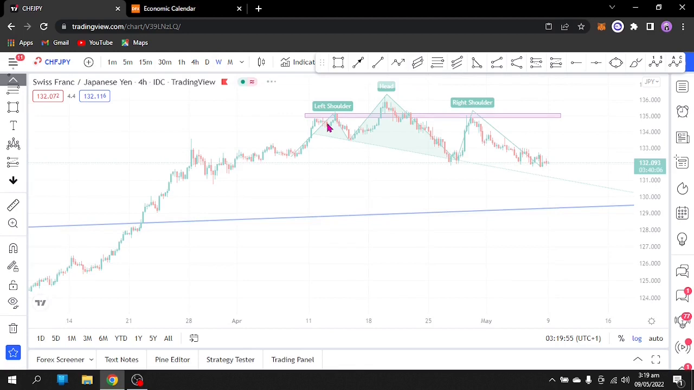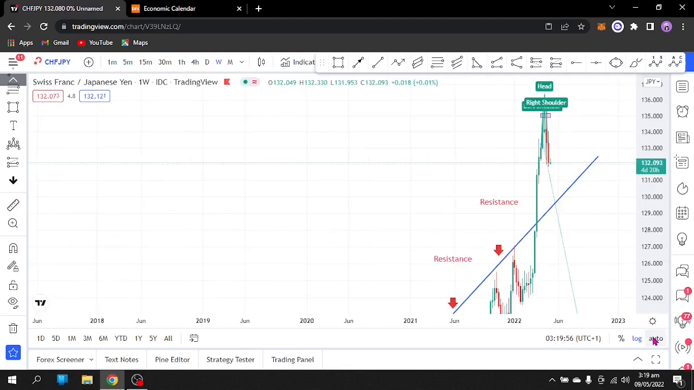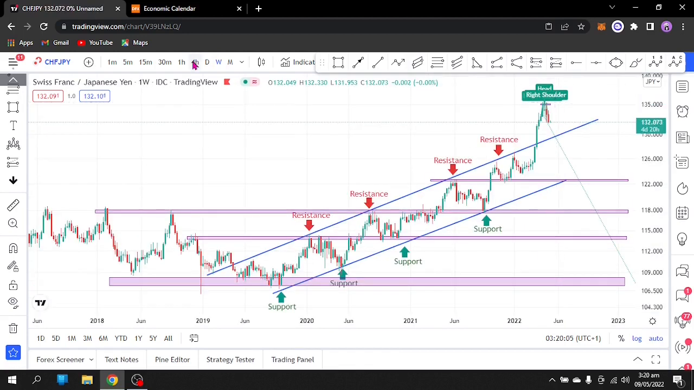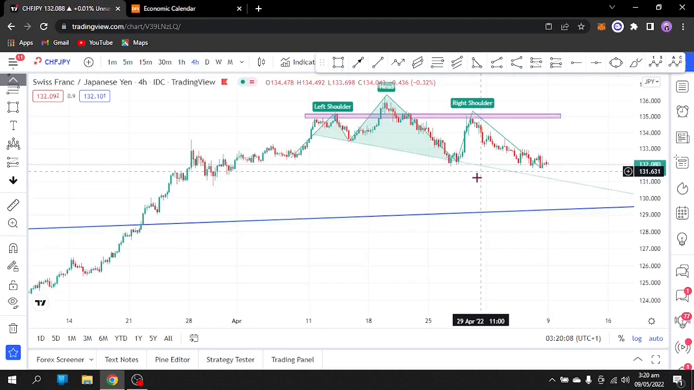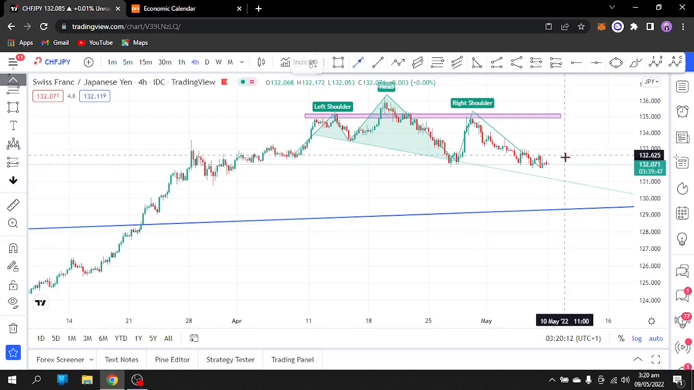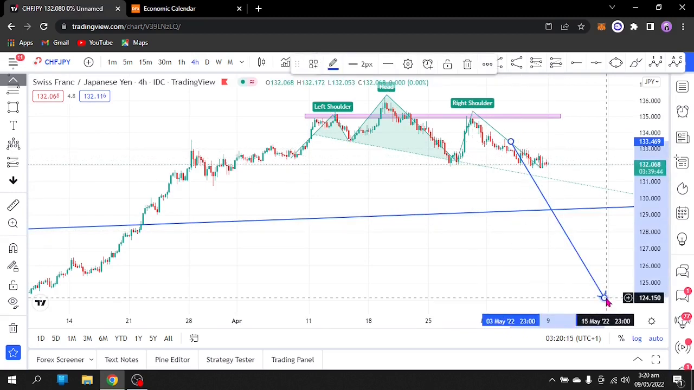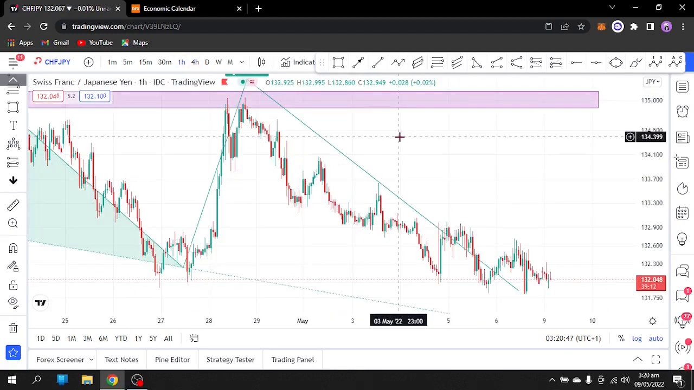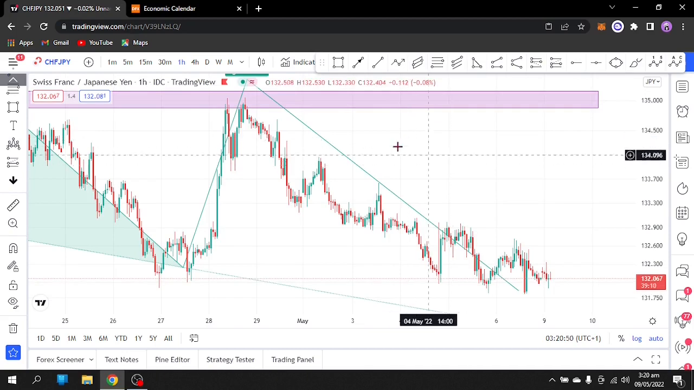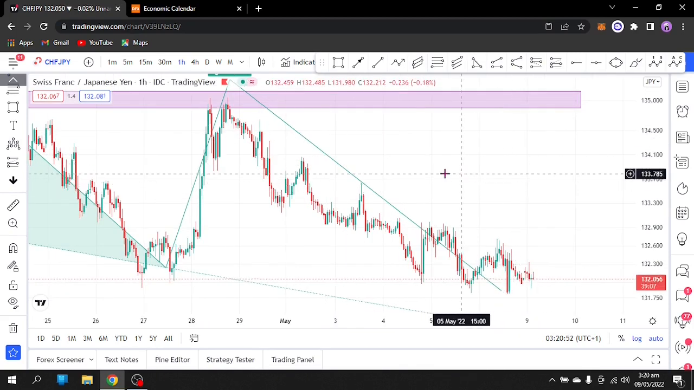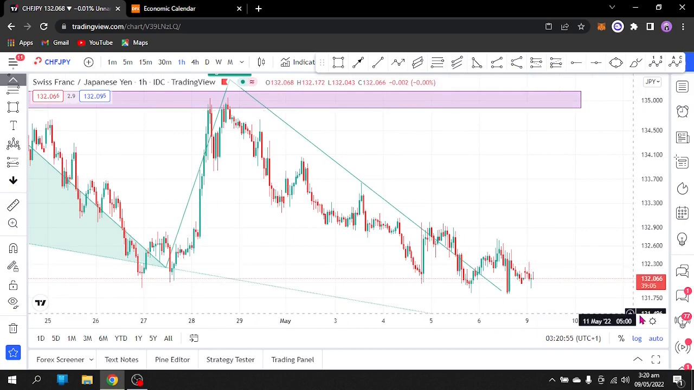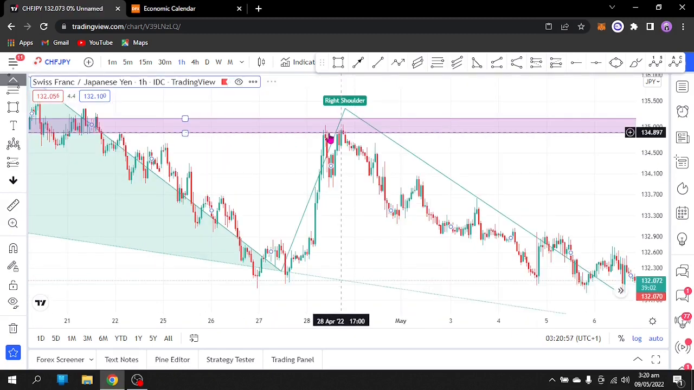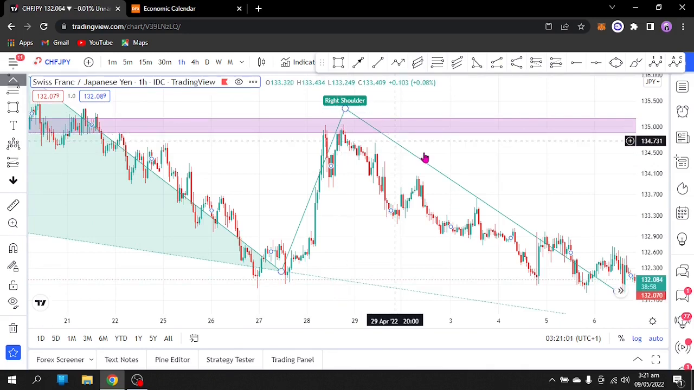On the weekly time frame, the trend has been bullish for a while. So getting this head and shoulder chart pattern on the 4-hour time frame indicates that the trend here is about to go bearish. I can also scale down to the 1-hour time frame to get a clearer picture of what the market structure is. Here I can see that I have a bearish trend, when after price touched this resistance, giving us our right shoulder, it dropped.